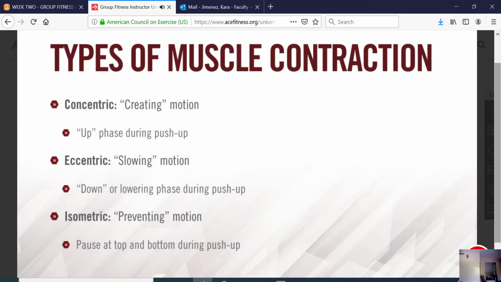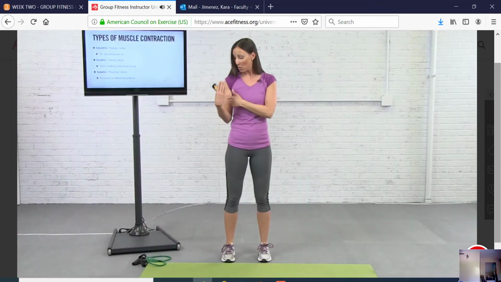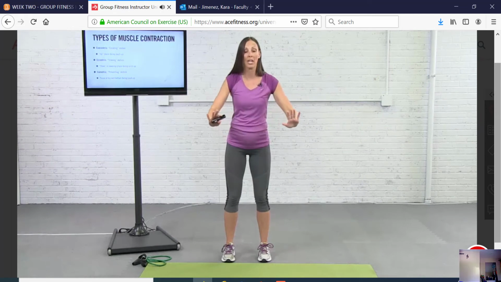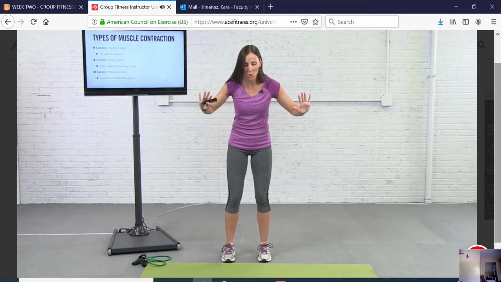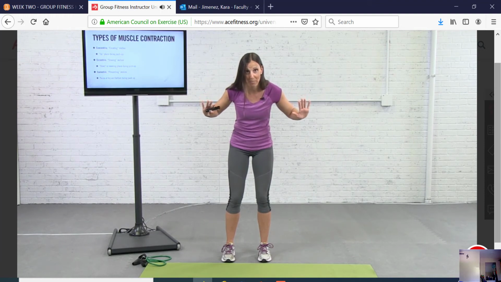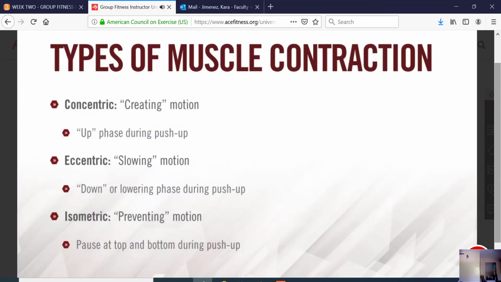The opposite is the eccentric, the lengthening phase of the contraction. So lowering my arms during that bicep curl, or lowering myself down, slowing my body down towards the bottom phase of that push-up. The third phase is the isometric contraction.